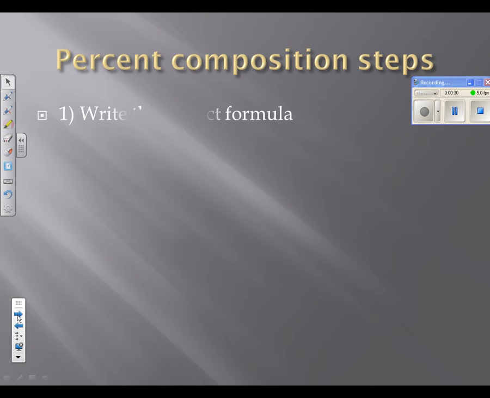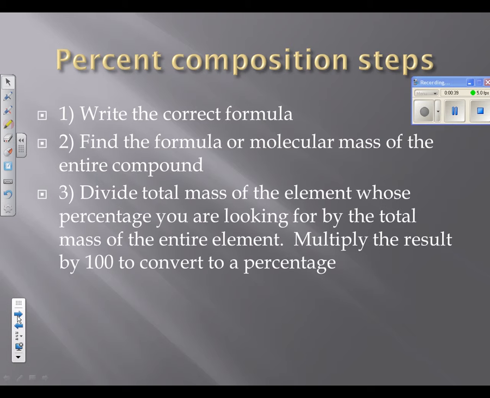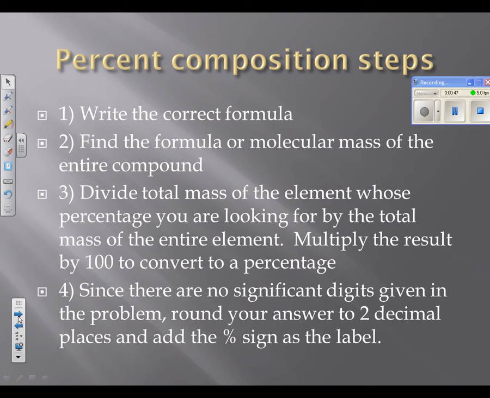So you've got steps for finding percent composition. Number one, as usual, write the correct formula. Number two, find the formula or molecular mass of the entire compound. You're going to use that in every step. Number three, divide the total mass of the element that you're looking for by the total mass of the entire compound. Then number four, since there are no significant figures, round it to 2 decimal places and add the percent sign. So here we go.